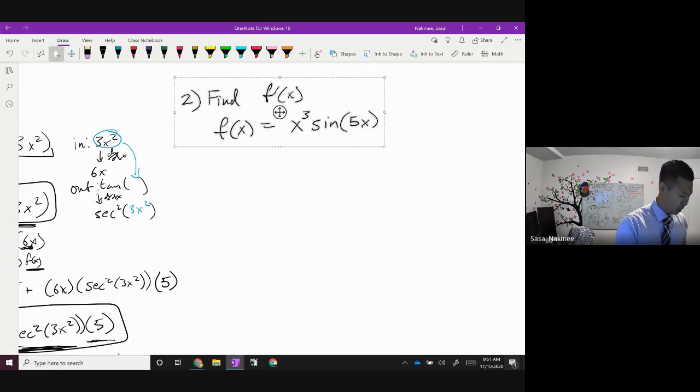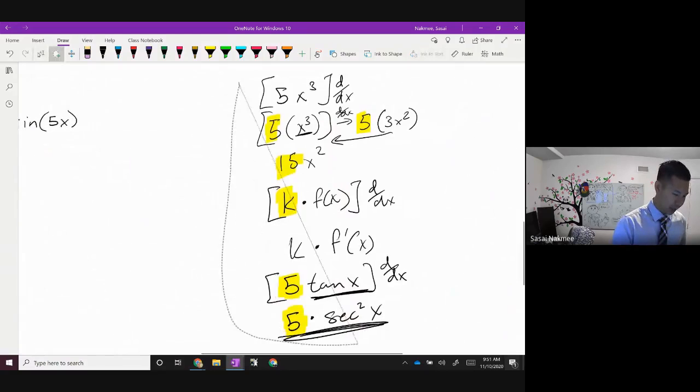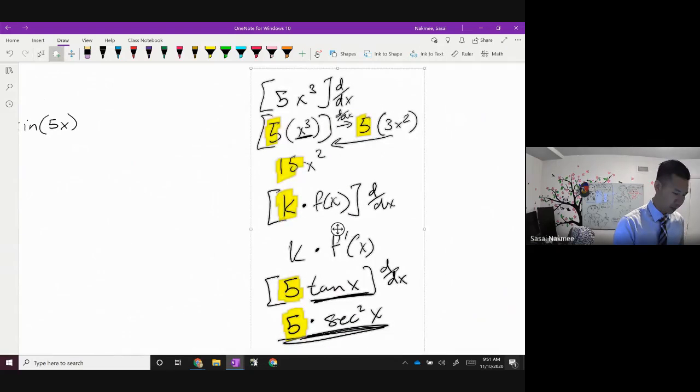Move that over a little bit so I have a little more space here. So, move this out of the way. Let's just go over there.